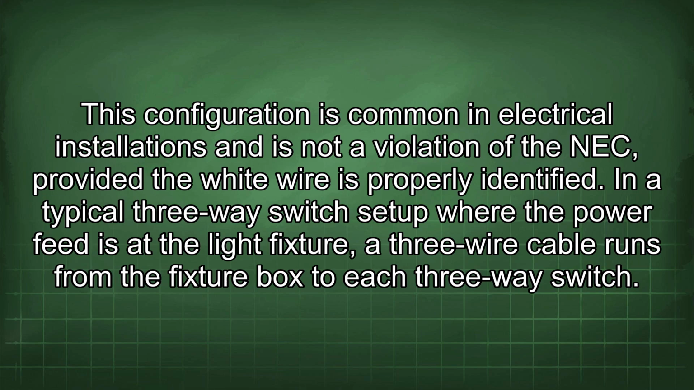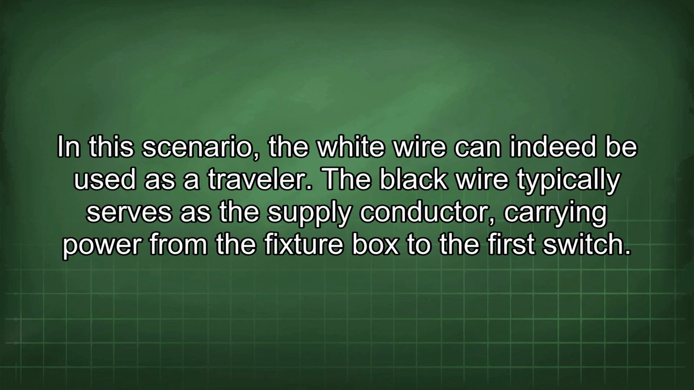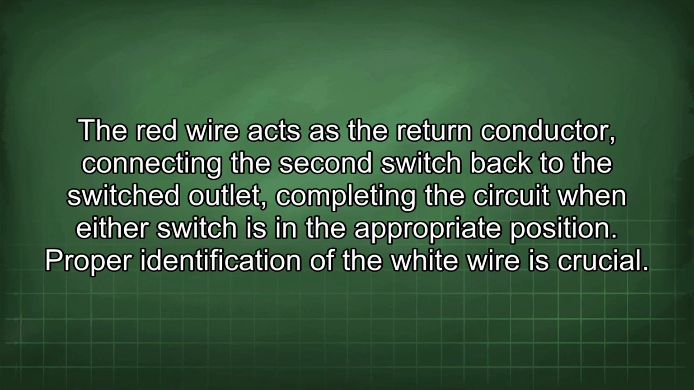properly identified. In a typical three-way switch setup where the power feed is at the light fixture, a three-wire cable runs from the fixture box to each three-way switch. In this scenario, the white wire can indeed be used as a traveler. The black wire typically serves as the supply conductor, carrying power from the fixture box to the first switch. The red wire acts as the return conductor, connecting the second switch back to the switched outlet, completing the circuit when either switch is in the appropriate position.